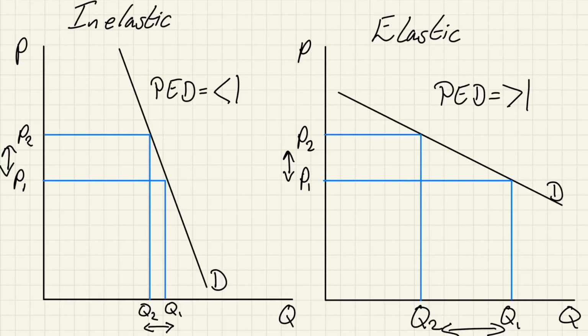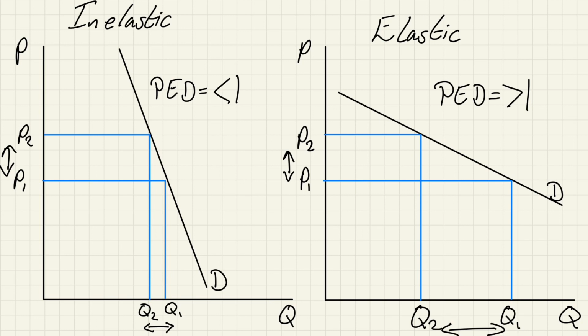Just a quick video to go through the factors that determine the price elasticity of demand for a product. So let's just remind ourselves about what we mean by price elasticity of demand. We know that as the price changes, the quantity demanded will change. When the price rises, the quantity demanded will fall, and when the price falls, the quantity demanded will rise. So we know there's a negative correlation between price and the quantity demanded.